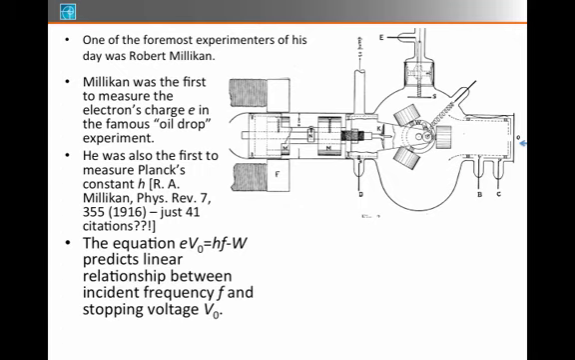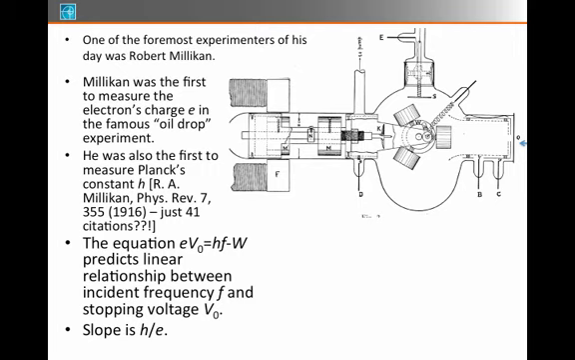Einstein's equation, e times the stopping voltage is equal to hf minus W, predicts a linear relationship between the incident frequency f of the light and the stopping voltage V0. The slope of that linear relationship is h over e. In other words, if V0 is the dependent variable and f is the independent variable, putting V0 alone on the left-hand side of this equation makes a slope h over e when this stopping voltage is plotted against frequency.